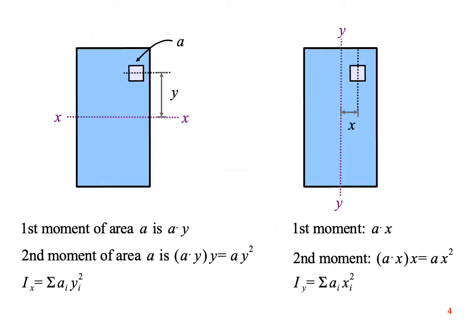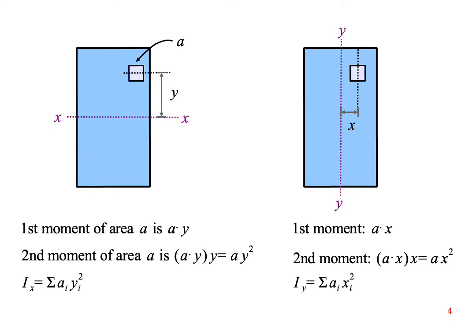Let's start with the rectangle at the left. Consider a small area that we will call lowercase a, which is located at distance y from the xx neutral axis. The first moment of area a is a times y. Remember, a moment is a quantity times a distance, so we can take a moment of a moment. So the second moment of area a is the first moment times the distance y, giving us a y squared.